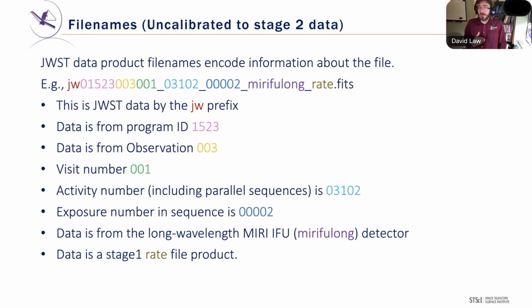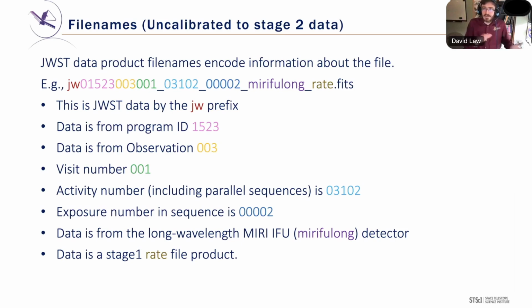So I told you about the different pipeline stages all the way from the uncalibrated data. The detector 1 pipeline makes these rate files. The image or spec2 pipeline makes cal files, and then the final pipeline makes I2D and other kinds of files. This is how you see what stage of the pipeline is finished. So I could tell you just by looking at this file name that it is MIRI IFU data, long wavelength channel. It's just finished the detector 1 pipeline, and it has this program ID, observation number, and exposure number. So I don't even need to open the file. I can already tell most of the information I need to know in terms of what I want to do with it just by looking at the file name.